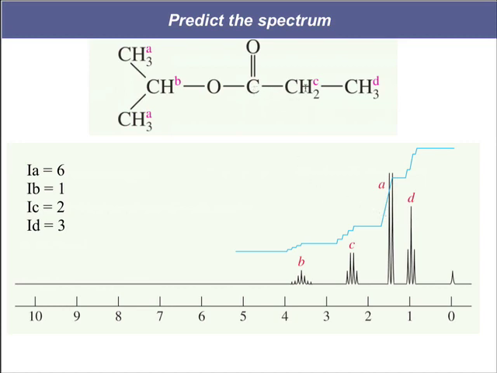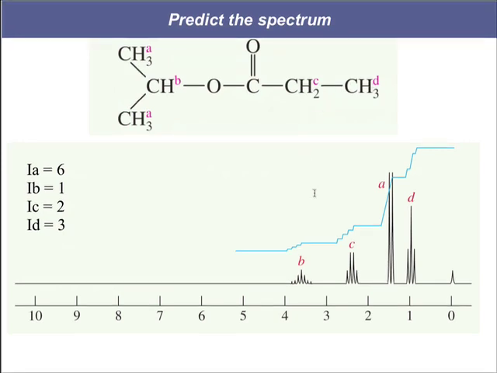Then we would see our C's. We'd say C's should be around 2.1, maybe a little bit downfield because it's closer to an oxygen as well. Our C's should be a quartet since they are next to 3 over here, none on the other side, but 3 over here. So it should be our quartet. So there's our C quartet, a little bit higher than 2.1.